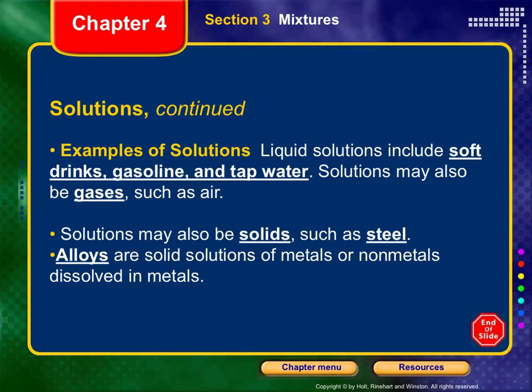So you can also have solutions that are solids too. A lot of you guys have already mentioned some of these. So alloys are what we call solid solutions. So we've talked about bronze. Bronze is an alloy, and steel is probably the most common one. Steel is an alloy. So steel is iron mixed with some other metals, and bronze is tin and copper mixed together.